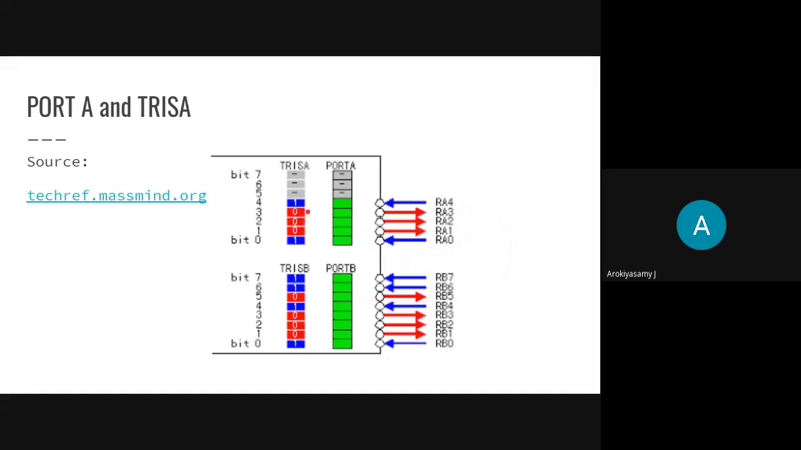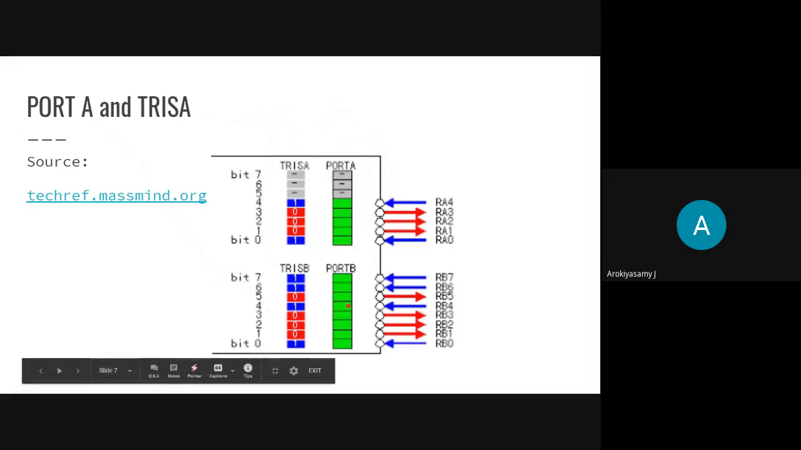If you give 0 at the tris bit, the corresponding pin will act as an output bit. Look at the direction of the arrow. It's going outside the chip, whereas the blue arrows are coming inside. So putting 1 here, the line will be configured as an input line. Putting 0 here, that corresponding line will be configured as an output port. This is the logic, the correspondence of a tris register along with the port A bits.